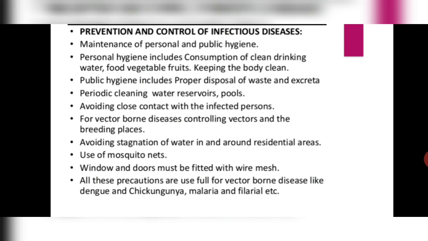For vector-borne diseases, the vector must be controlled, that is, their breeding grounds must be eliminated. Stagnation of water must be avoided in and around residential areas. If nothing else helps, mosquito nets and mosquito repellents must be used. Windows and doors must be fitted with proper wire mesh so that mosquitoes, houseflies and other vectors do not enter the house. All these precautions are useful for vector-borne diseases like chikungunya, dengue, malaria, filariasis, elephantiasis, etc.